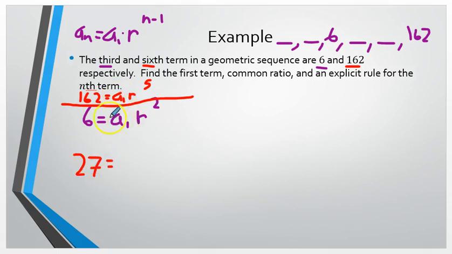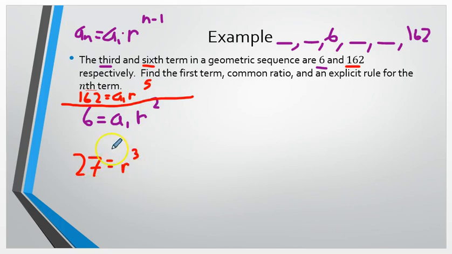A sub 1 divided by a sub 1, that's what this line is indicating for me, it's division. So a sub 1 divided by a sub 1 cancels, because if you have like 5 divided by 5, the numbers cancel out. But I have r to the fifth divided by r squared. So remember that when you are dividing variables, you just subtract the exponents. So r to the fifth divided by r squared is r cubed.